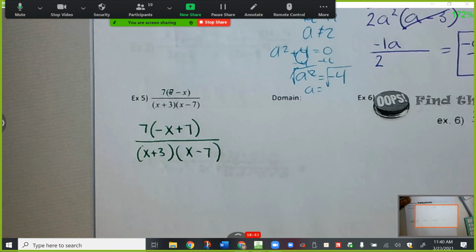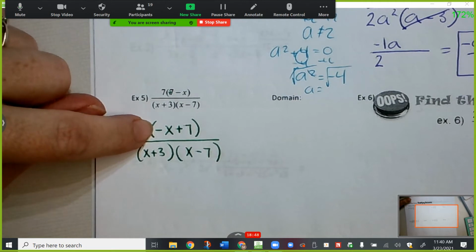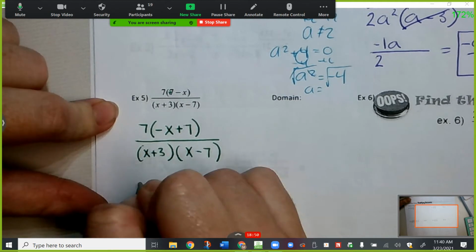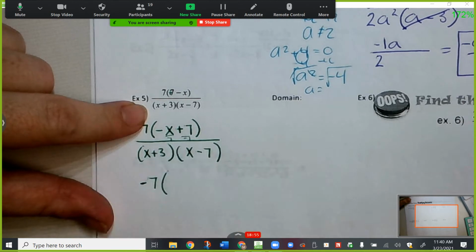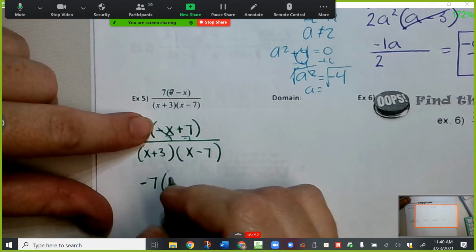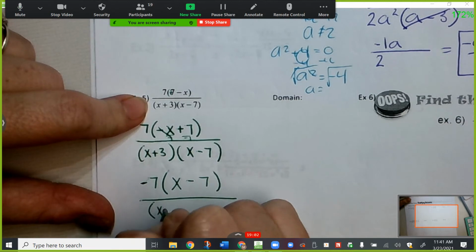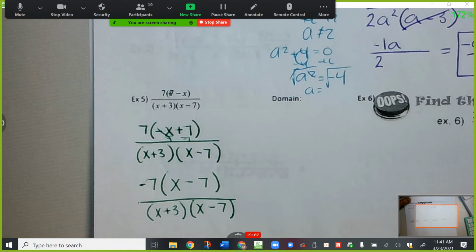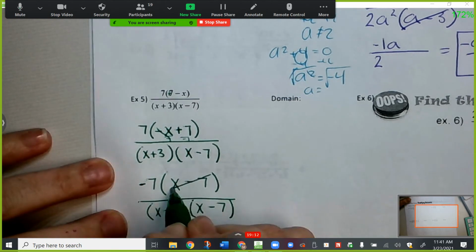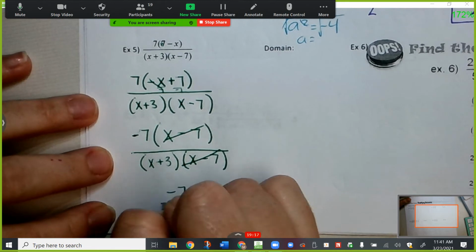Okay, so now what should I always do if there's a negative at the front? Get rid of it. Take it out. So when I take that out, I'm just going to put it in front of the 7. And I get, same thing as dividing by negative 1, so I get just x minus 7. And so what can cancel? The x minus 7s. So my answer is negative 7 over x plus 3.